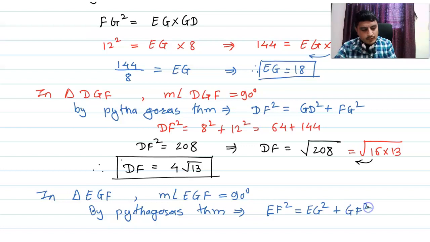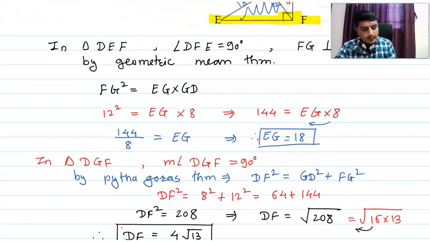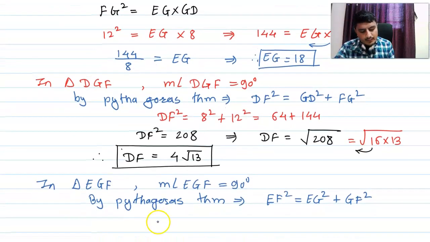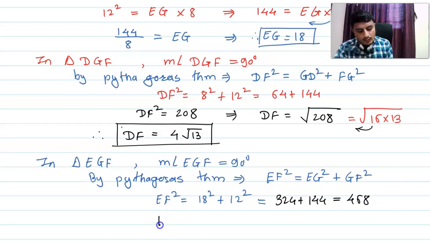GF square. Now look at the triangle. EG value is 18, while FG value is given as 12. Let's replace EG and FG by their values. EF square, as the hypotenuse is EF, is equal to 18 square plus 12 square. We get 324 plus 144. Sum of them is 468. So the value of EF square is 468.